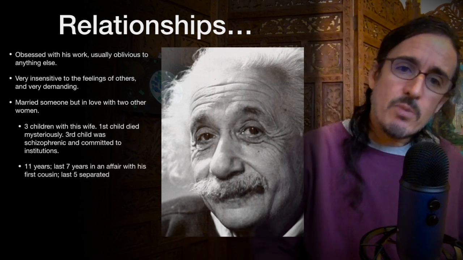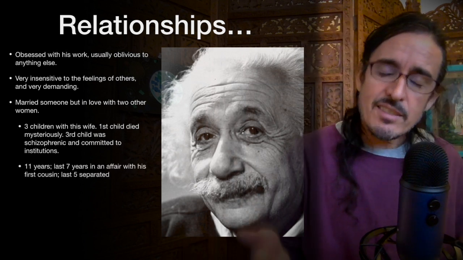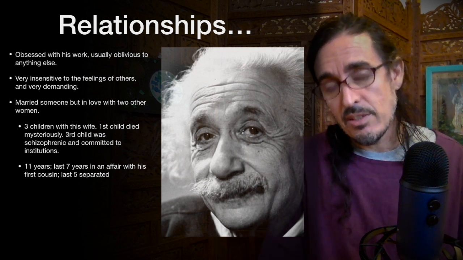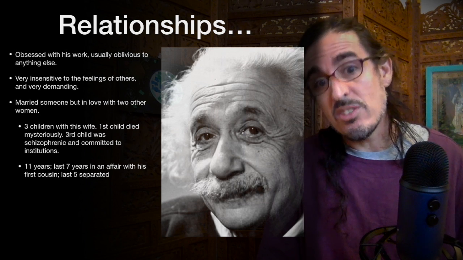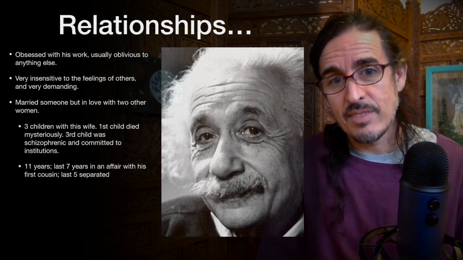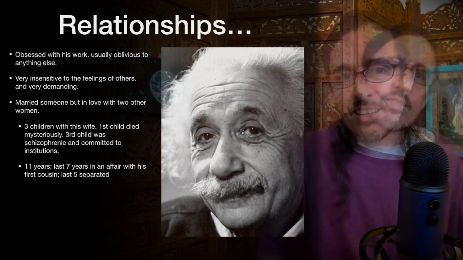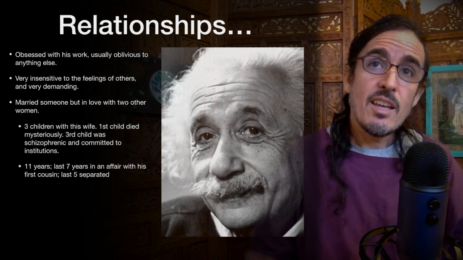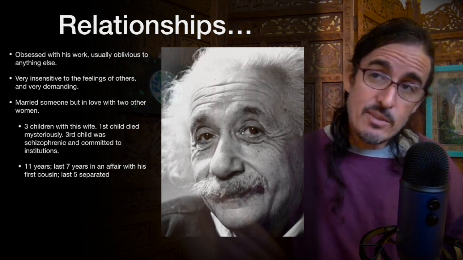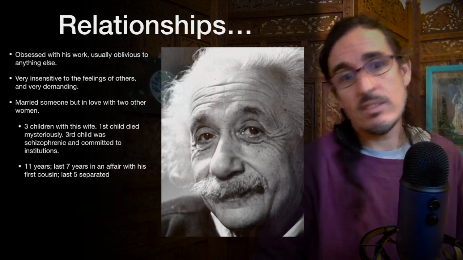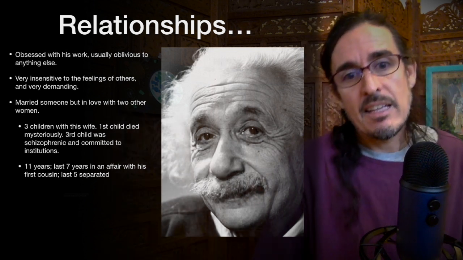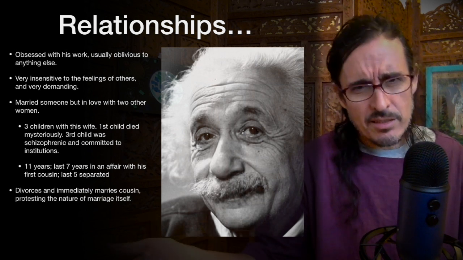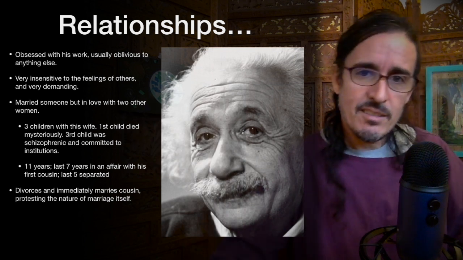He was with this wife for 11 years. The last 7 of those 11 years, he was in an affair with one of those women that he loved. That woman that he loved was his first cousin. So he really didn't give a damn. So 7 of his 11 years of marriage is an affair with somebody else. The last 5 of those years, he was living separately from his wife. Then finally, he divorces the wife, and then immediately, within, I think, 2 months, marries that cousin.